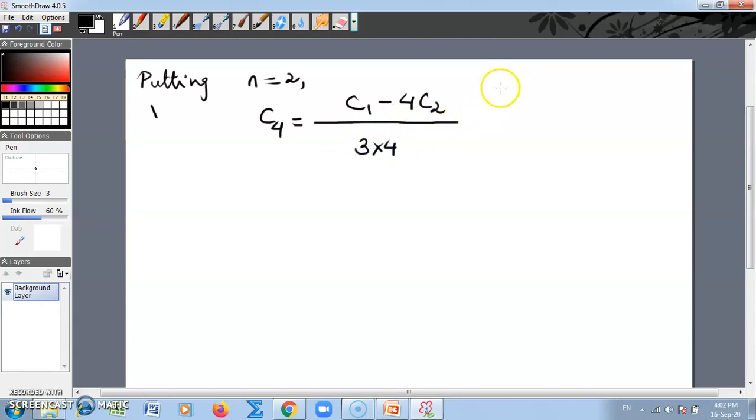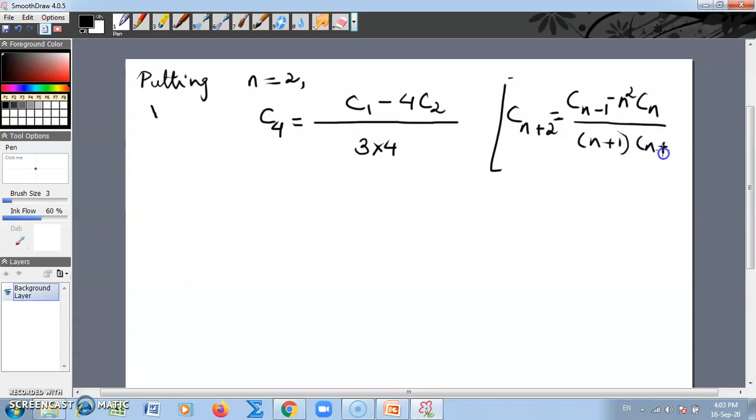So I'll remind you what the recurrence relation was. Recurrence relation was Cn plus 2 is equal to Cn minus 1 minus n square into Cn divided by n plus 1 into n plus 2, this one, which was the equation A.